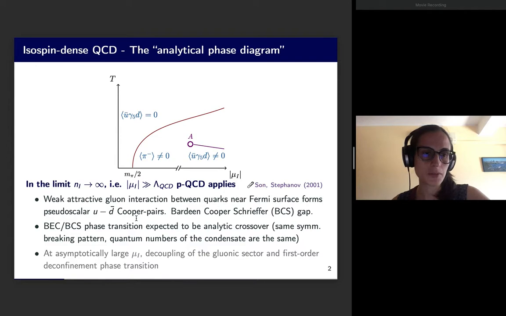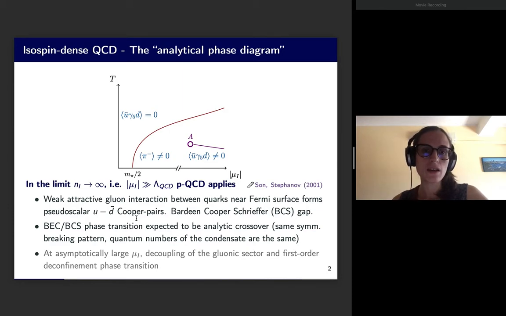So you can run some perturbative calculation. You find out that there is a weak attractive gluon interaction that happens between quarks which are near the Fermi surface. And then what happens is that these form pseudoscalar up and anti-down, depending on the sign of mu I, this could be the other way around, Cooper pairs. So what happens is that a Bardeen-Cooper-Schrieffer gap develops for sufficiently large values of mu I due to this attractive gluon interaction between quarks which are close to the Fermi surface.